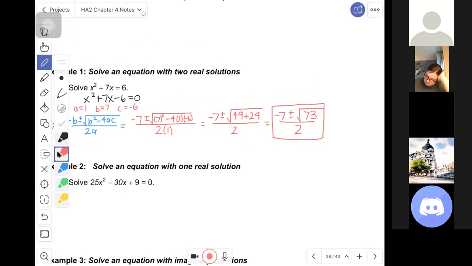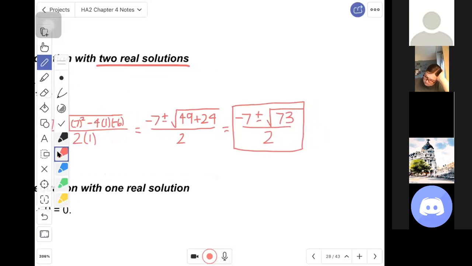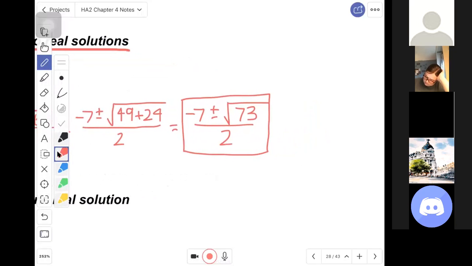Okay. Now see how this said this equation has 2 real solutions? We're getting 2 different solutions because the one is the -7 plus root 73 over 2 and the other one's -7 minus root 73 over 2. We can take the square root of positive 73. It's not imaginary or anything. That will just give us a decimal. So we have 2 real solutions there.